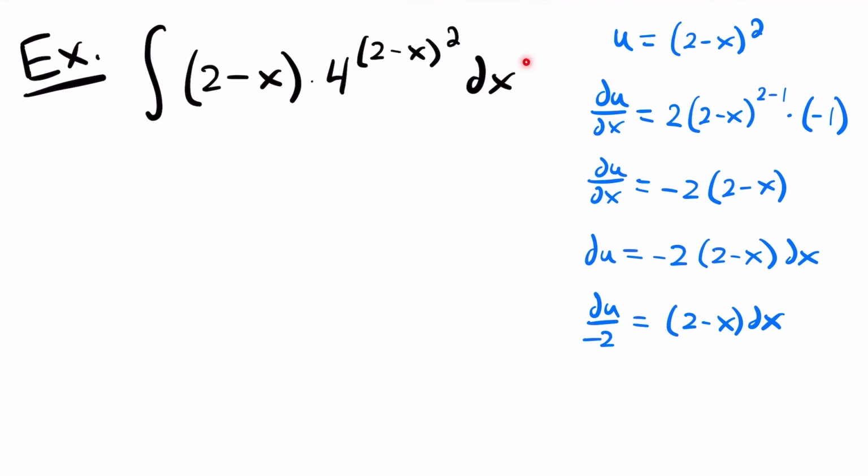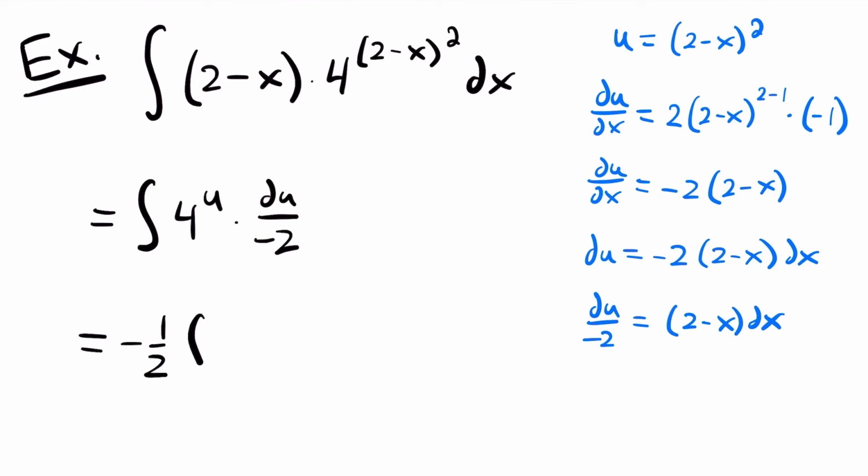And so now we can rewrite this integral in terms of u. So we will have that this is equal to the integral of 4 to the power of u times du divided by negative 2. Right, we replace the exponent here with u because that's what we set it equal to. So we have 4 to the power of u, and then we replaced 2 minus x dx with du divided by negative 2 because that's what we found that that was equal to. And so now if we pull this negative 1/2 out to the front, we'll have that this is equal to negative 1/2 times the integral of 4 to the power of u du.